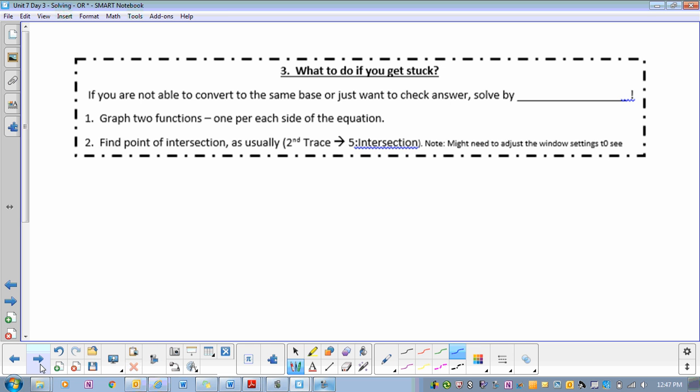But what do you do if you get stuck? If you are not able to convert to the same base or just want to check the answer, solve it by graphing.